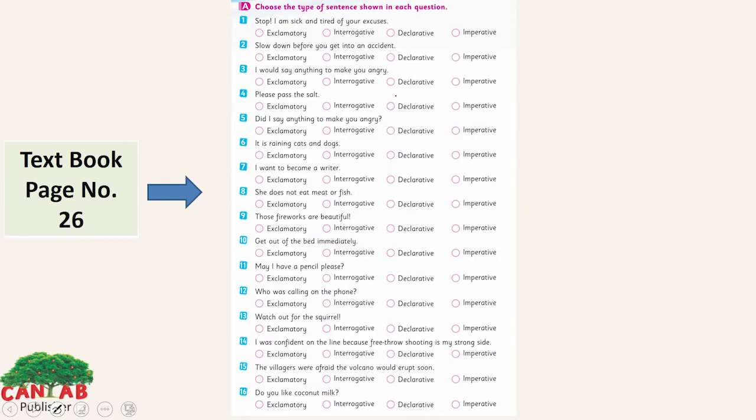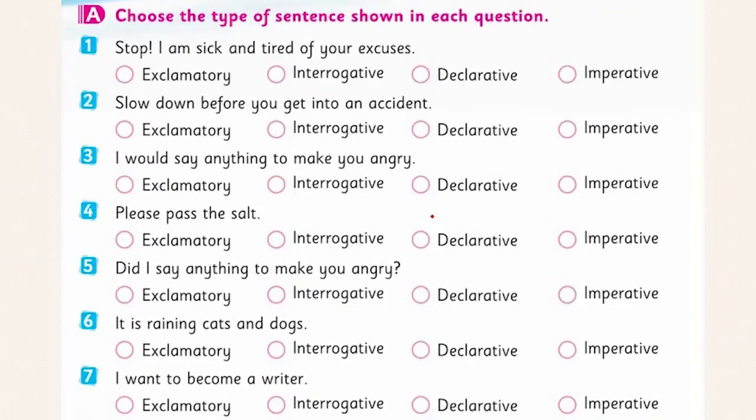Now look at page number 26. We have an exercise on types of sentences here. Choose the type of sentence shown in each question. You have to choose the right option for each sentence. Look at the first one. Stop, I am sick and tired of your excuses. Yes, we have an exclamation mark here, so it is very obvious that it is an exclamatory sentence. It is referring to strong feelings or emotions.